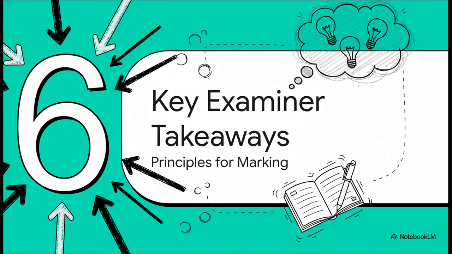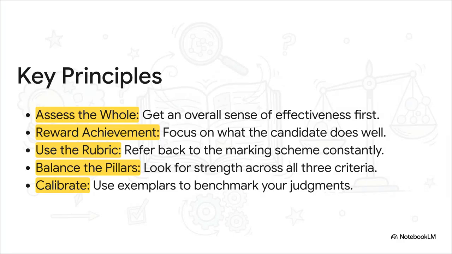We've covered a lot of ground here, so let's just boil it all down. What are the most crucial principles you need to keep in mind when you sit down to start marking? Think of these 5 principles as your guide. First, always give the script a full read-through before you do anything else. Second, look for what the candidate can do and reward it. Third, the rubric is your best friend. Keep it close. Fourth, remember that a strong script has to perform well across all 3 pillars. And finally, use those official exemplars to calibrate your own judgment. That's how we stay consistent.